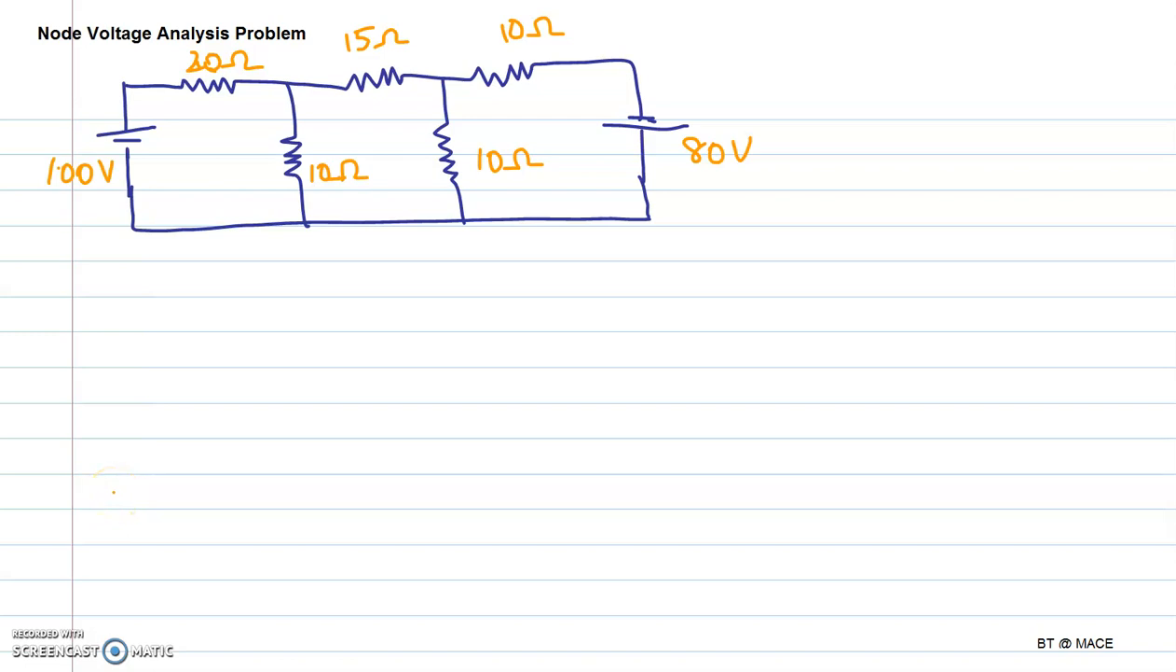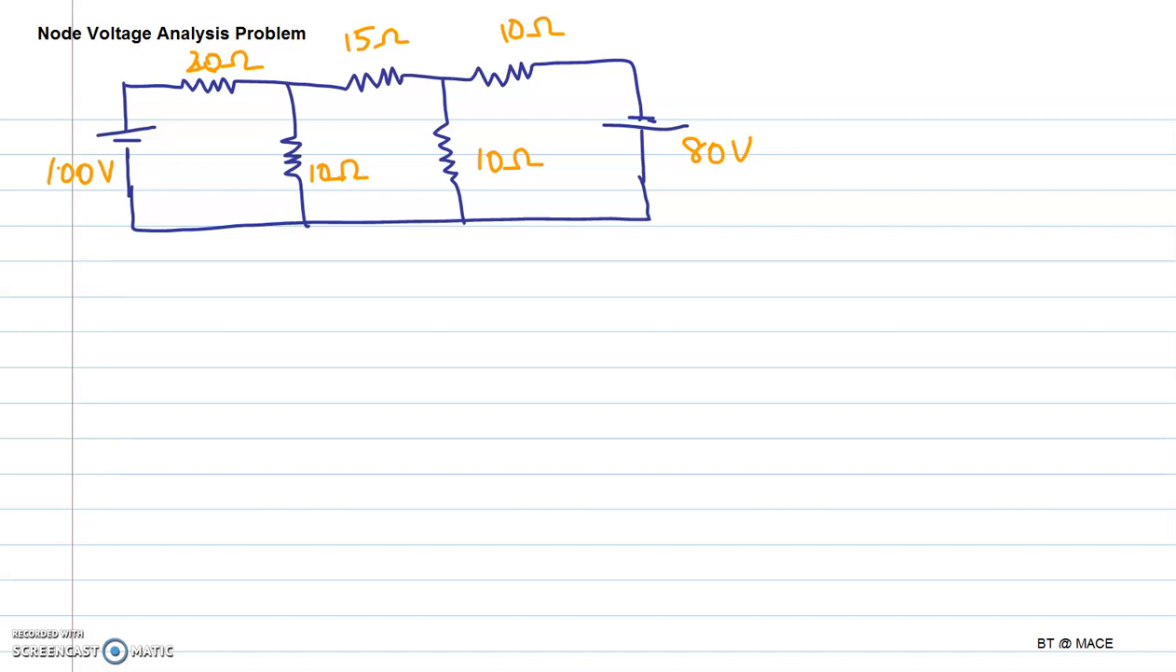Hi all. Here we are going to discuss a numerical problem on node voltage analysis. And here the circuit is given to you, and you are asked to find out the current in each of the resistances and mark the directions. That is what you are asked to find out. Now here, you have to approach this problem using the node voltage analysis.